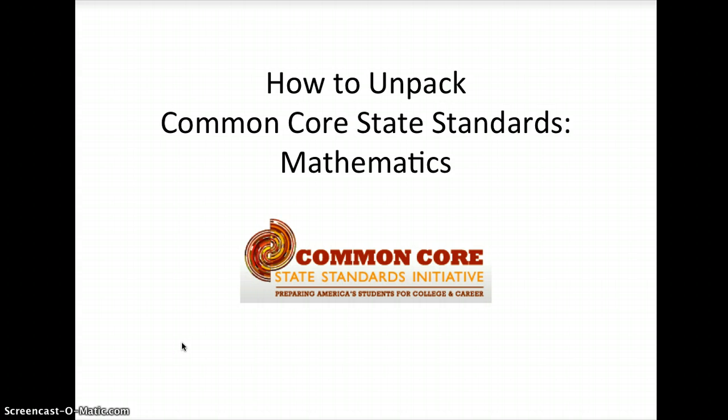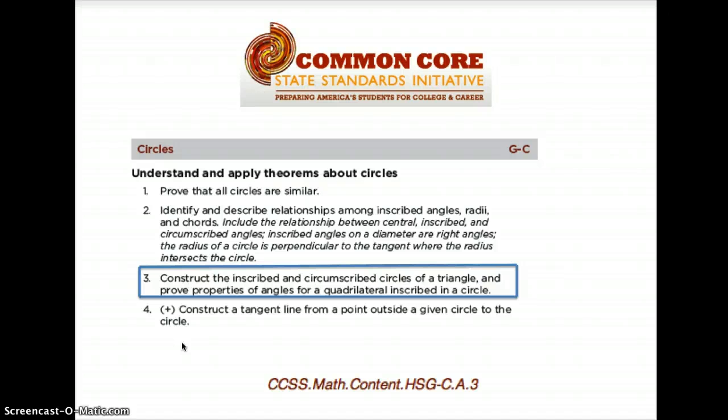Next, we'll take a look at how to unpack the Common Core State Standards for mathematics. In this particular case, you could see that we're going to be taking a look at a high school objective or standard, as you will. And in this one, we're looking at circles, and you can see up at the top, this G stands for geometry, and it's dash C for circles.